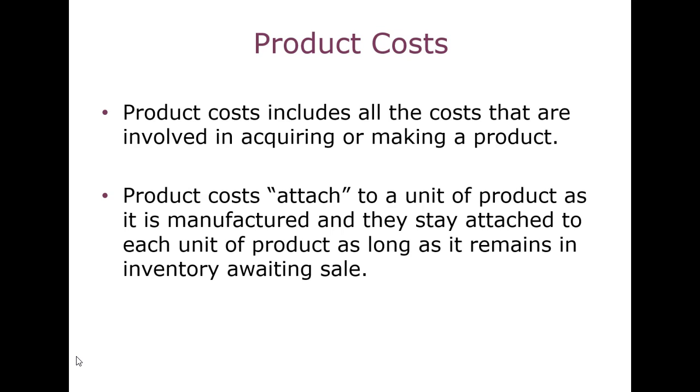Product cost. Again, another definition. Product costs include all the costs that are involved in acquiring or making a product. Product costs attach to a unit of product as it is manufactured, and they stay attached to each unit of product as long as it remains in inventory awaiting sale. So again, product costs, going back several slides if you want to, are the direct materials, the direct labor, and manufacturing overhead it takes to produce a product.